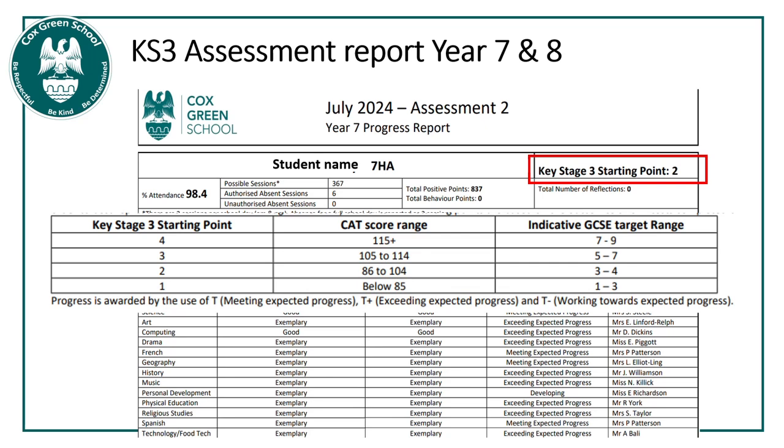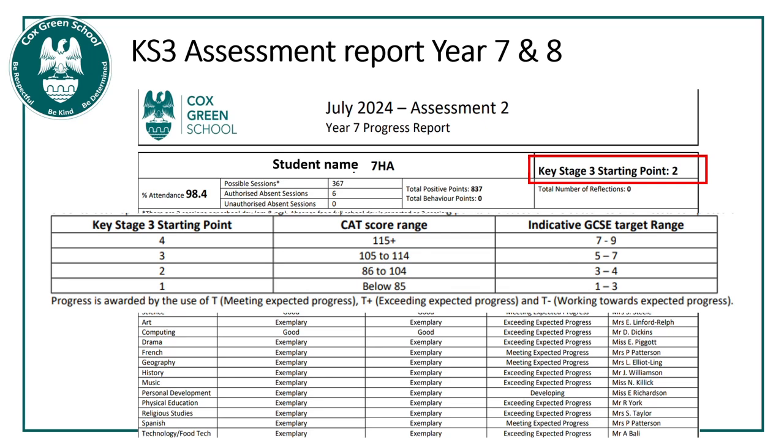So anything which is flagged as developing might be a subject area that you may want to get further information on from the member of staff or the learning leader regarding the progress that maybe they're not making as much as they should be, and you might want to contact the school regarding that.